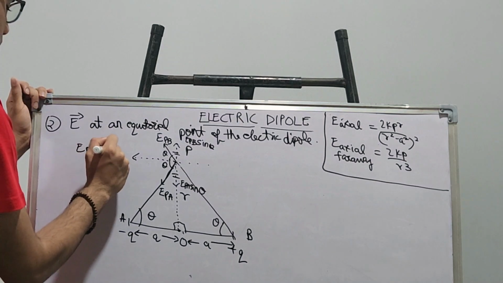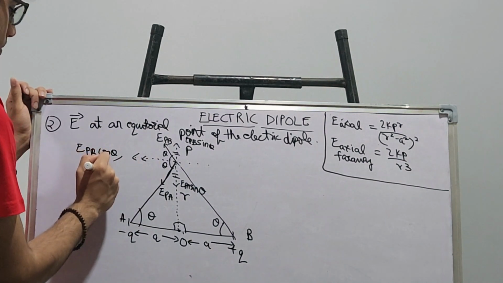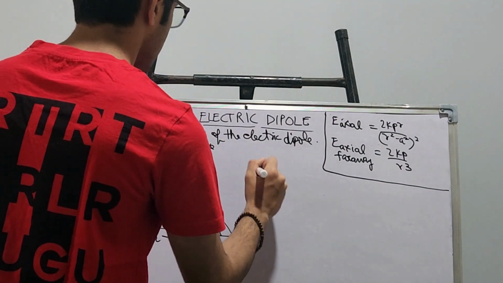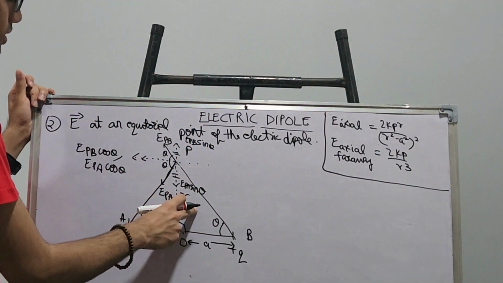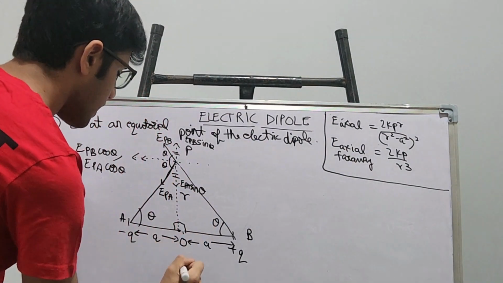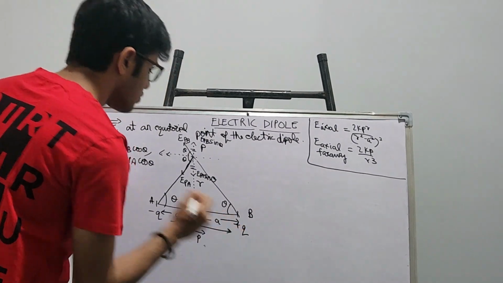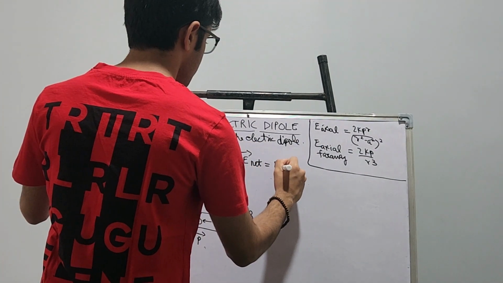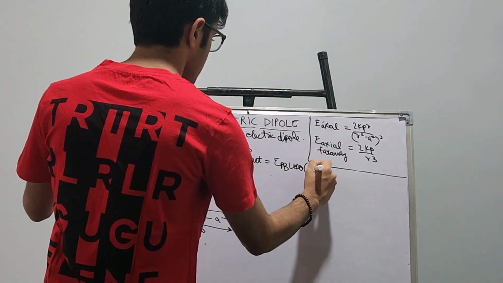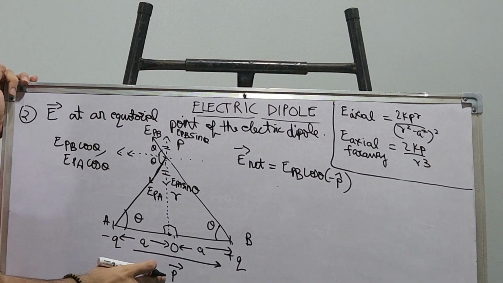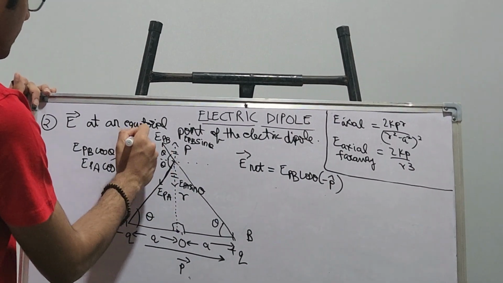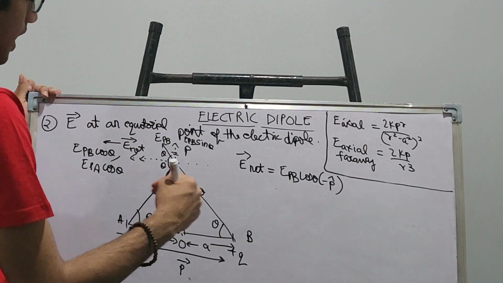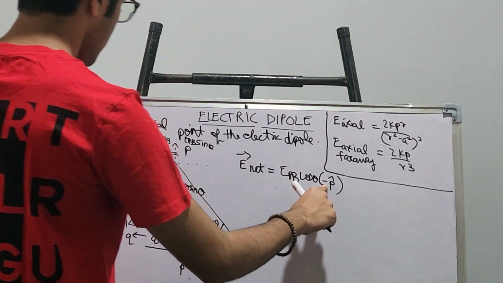These two get cancelled and the cos components in fact get added up. This is EPB cos theta and EPA cos theta. So the net electric field would be just due to the cos components, not the sine components. And the direction of the dipole moment is from minus q to plus q charge. So the net electric field is equal to EPB cos theta minus p cap, because the direction of the electric field, like this is the electric field direction and this is the dipole moment direction, so they are anti-parallel, so hence the minus sign would be here.